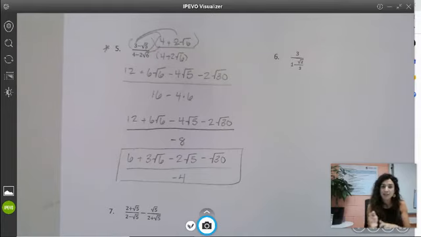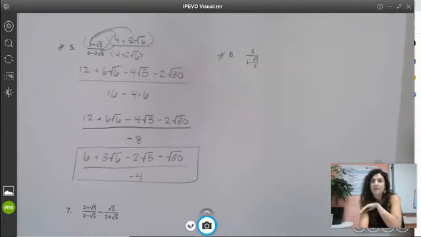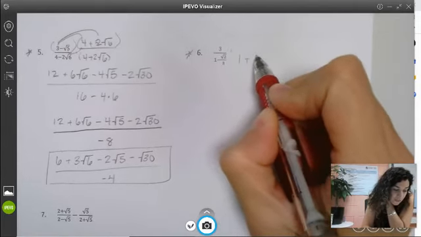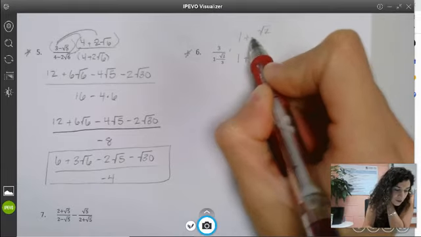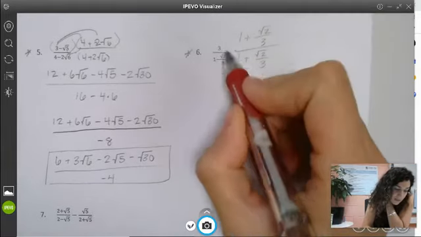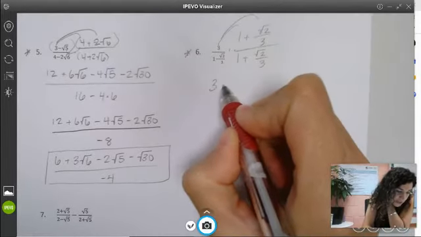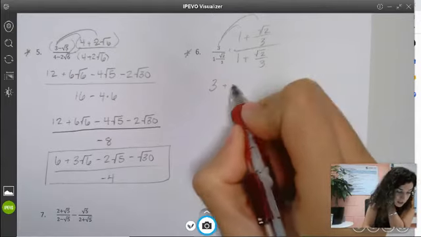All right. Let's go ahead and try number 6 on your own. So I'm multiplying by the conjugate here, 1 plus the square root of 2 over 3, 1 plus the square root of 2 over 3. I'm going to distribute that 3 to both of those terms. That becomes 3 plus, and then a 3 here and a 3 here cancel out, and it just becomes the square root of 2.